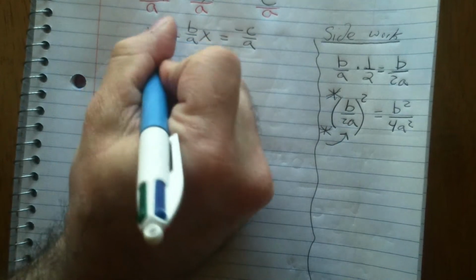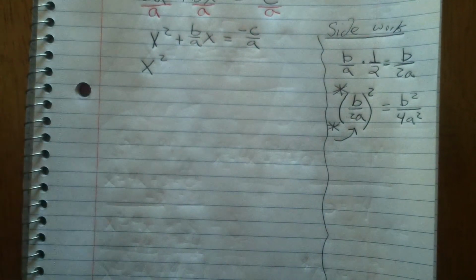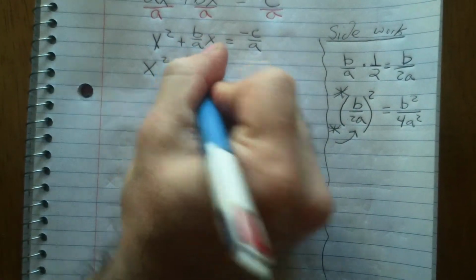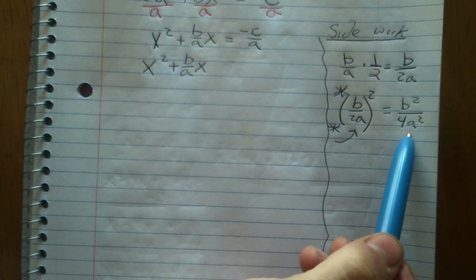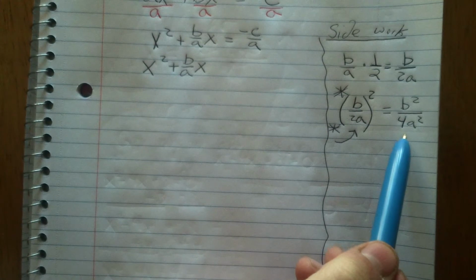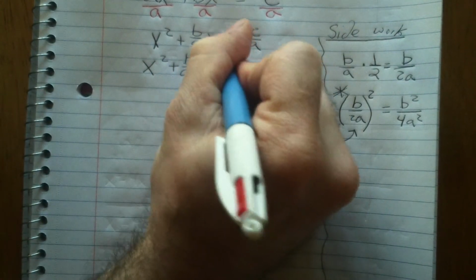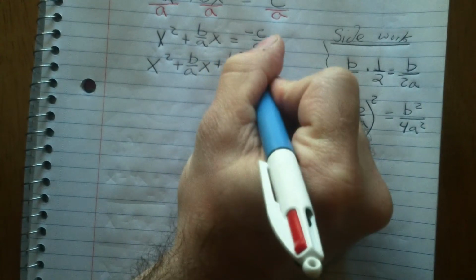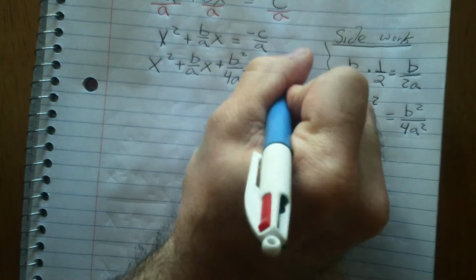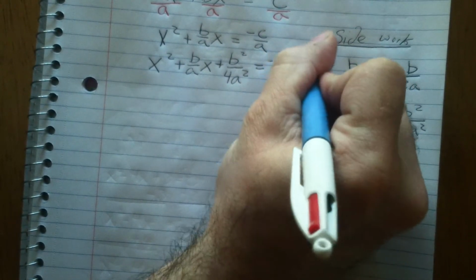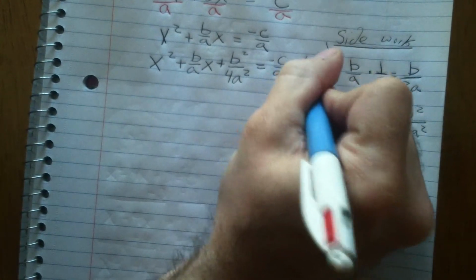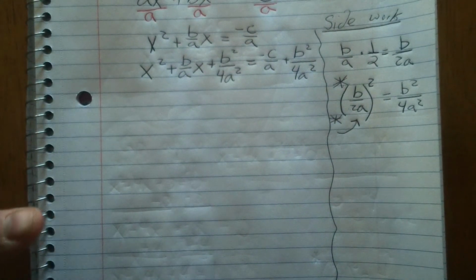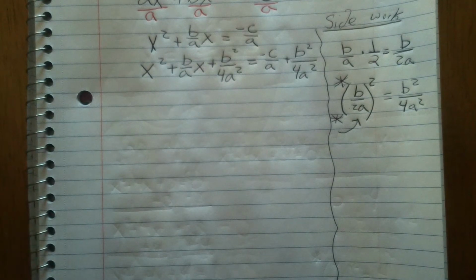So I've got x squared. I'm coming back over because I've got all the work I needed. I'm just writing down everything I had before. b over a x. But then I need to add my new c, which is b squared over 4a squared. So plus b squared over 4a squared equals negative c over a plus b squared over 4a squared. So hopefully this is making sense so far. It's pretty complex, but it's doable.